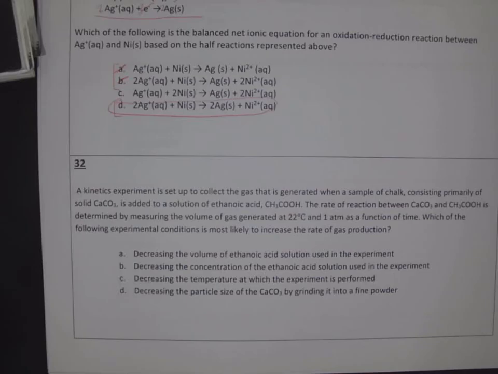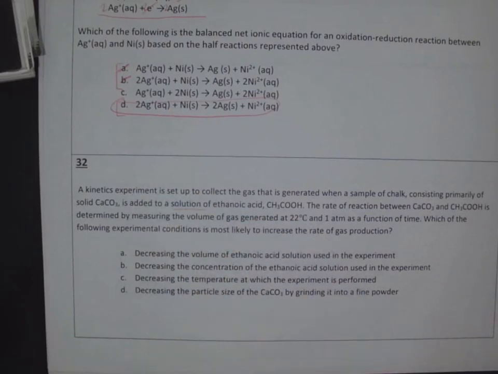So the first answer says decrease the volume of the ethanoic acid solution used in the experiment. Okay, so if I have a liquid and I decrease the liquid's volume, and it's a solution, so a solution or a liquid, if I decrease the volume, I decrease the concentration.